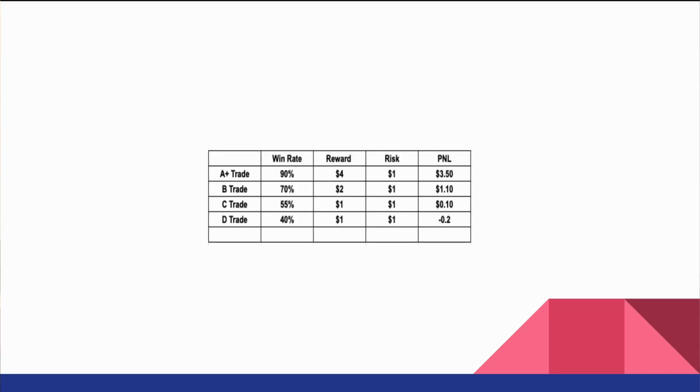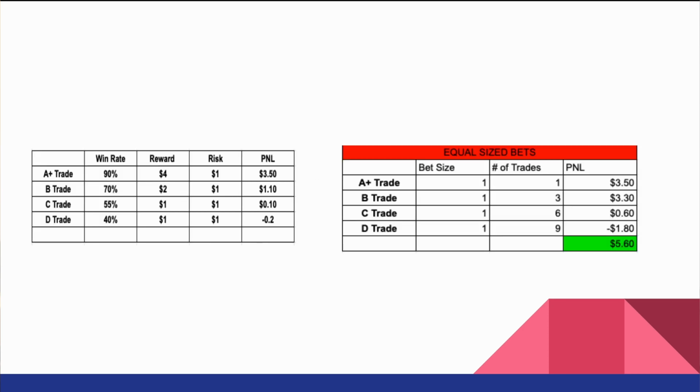So now let's get into the spreadsheet side of it, where you can see the mathematics getting broken down and you can really understand the power that this has. An A+ setup you can see is a 90% win rate. A D setup would be a 40% win rate. Your risk to rewards are 1, 1, 2, 4, but we're all risking $1 on every single trade, no matter how good it is, with equal bet sizes.